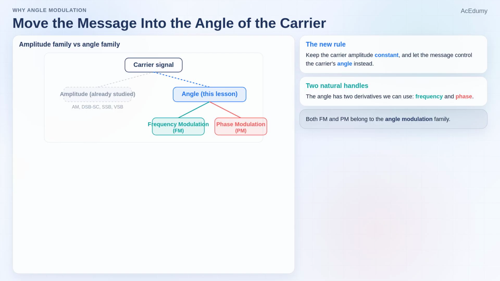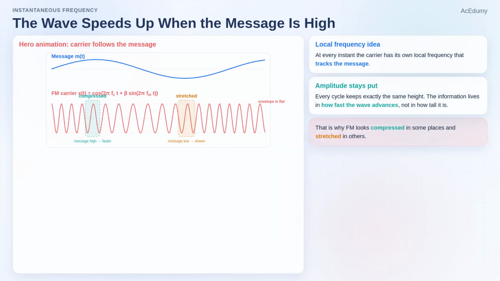Frequency modulation, or FM, lets the message control the instantaneous frequency. Phase modulation, or PM, lets the message control the instantaneous phase. Both belong to the angle modulation family. The key idea behind angle modulation is the concept of instantaneous frequency.